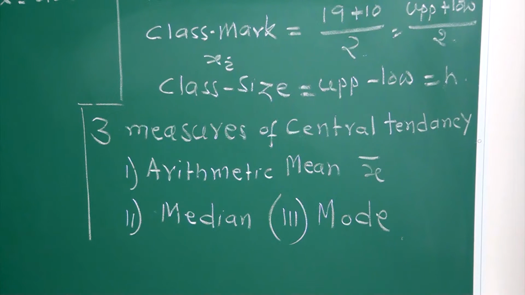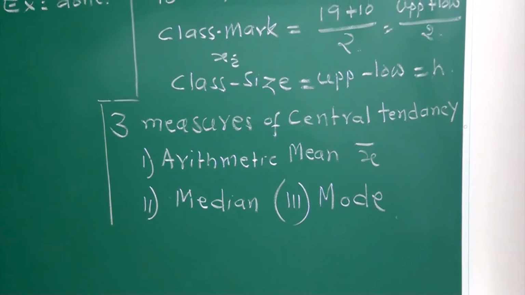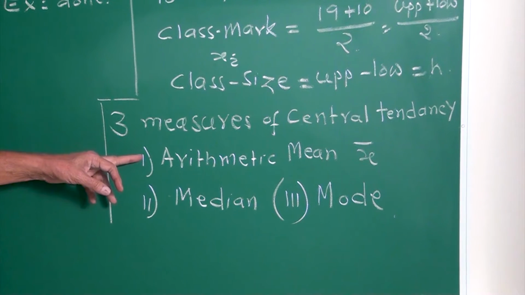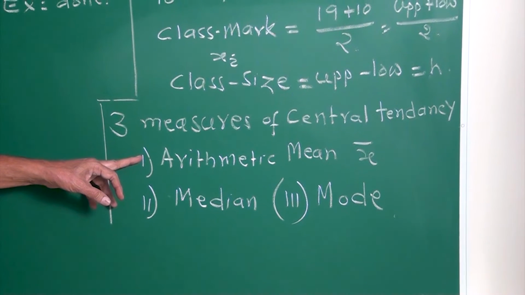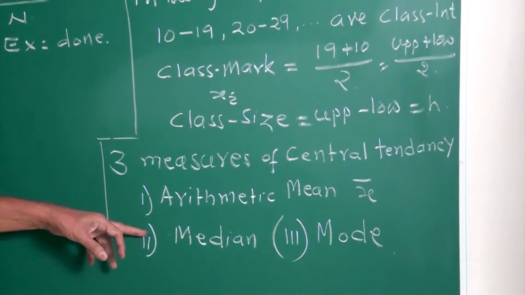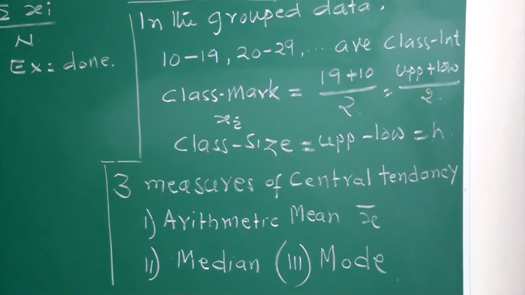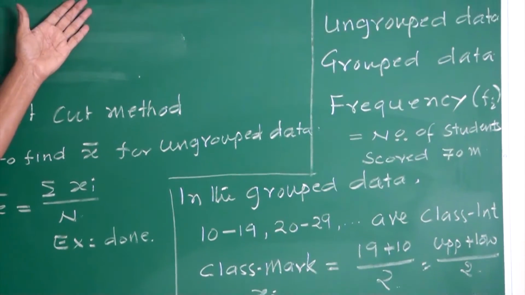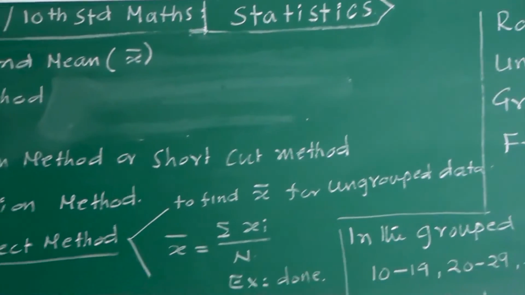Then, my friends, what do you have to do? We have to study each one by one. First, we will study the arithmetic mean and the formulae to find it. Then come examples. After finishing this, next comes the median, and last comes the mode, one by one. Understood? First, we will start with this.